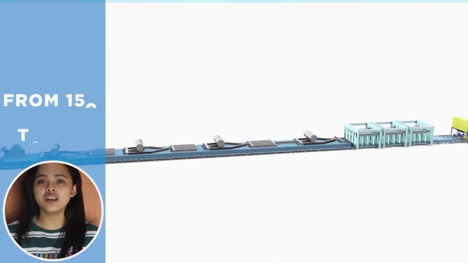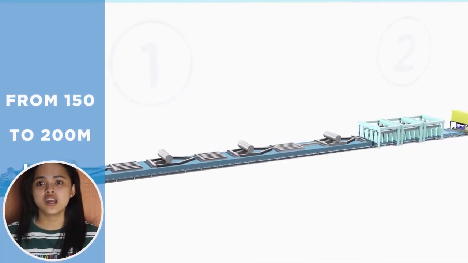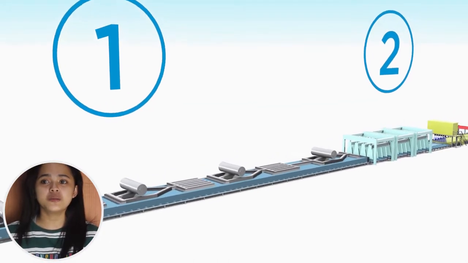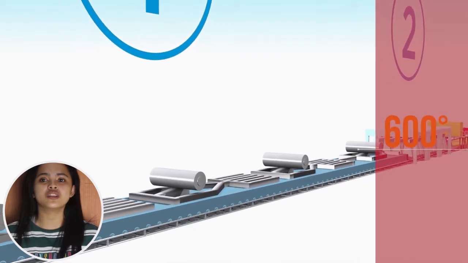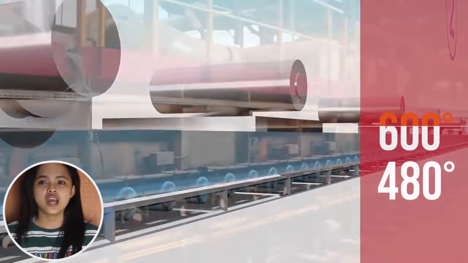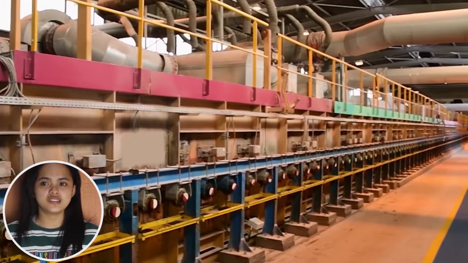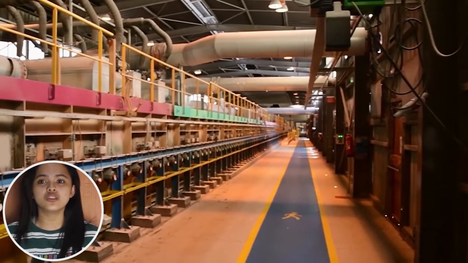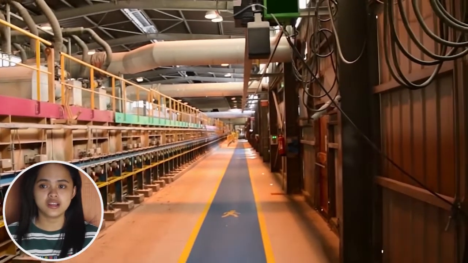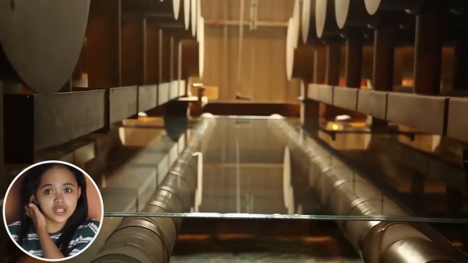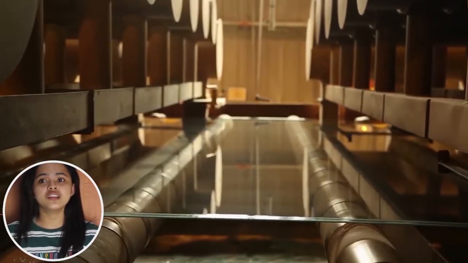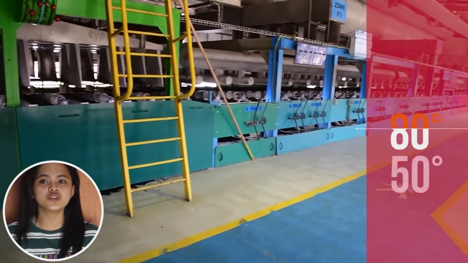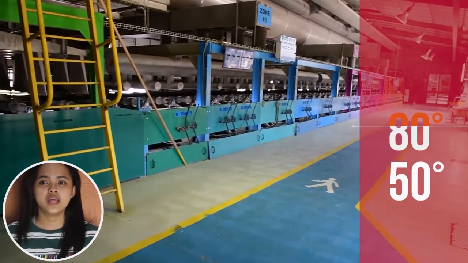The lehr measures from 150 to 200 meters long and is made of two parts. The first one is the annealing zone, where the temperature decreases from 600 to 480 degrees Celsius, and where permanent stress is fixed. This is the critical part of the process to give the glass cutting quality that matches customers' requirements. The second part of the lehr is the cooling zone, where, depending on its thickness, the ribbon is gradually cooled to reach a temperature between 50 degrees Celsius and 80 degrees Celsius.